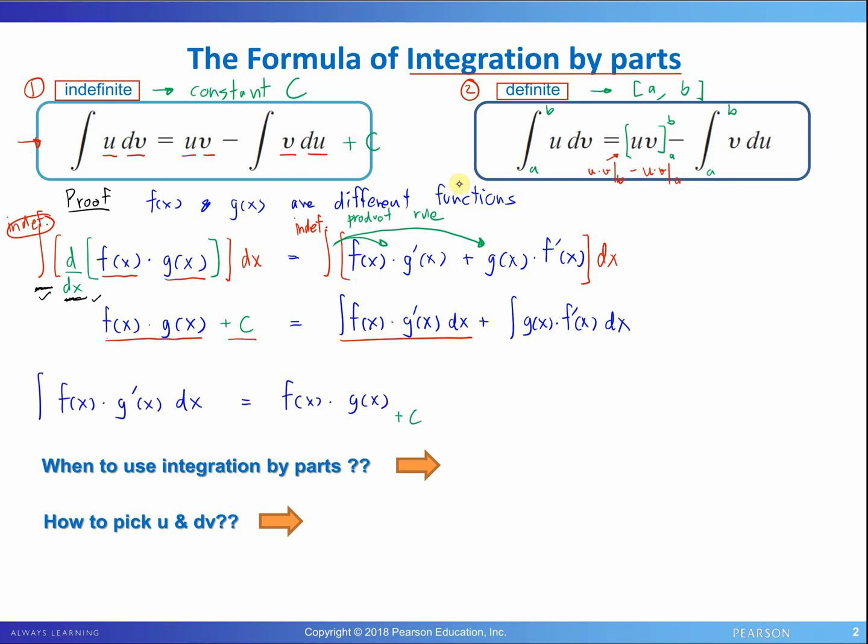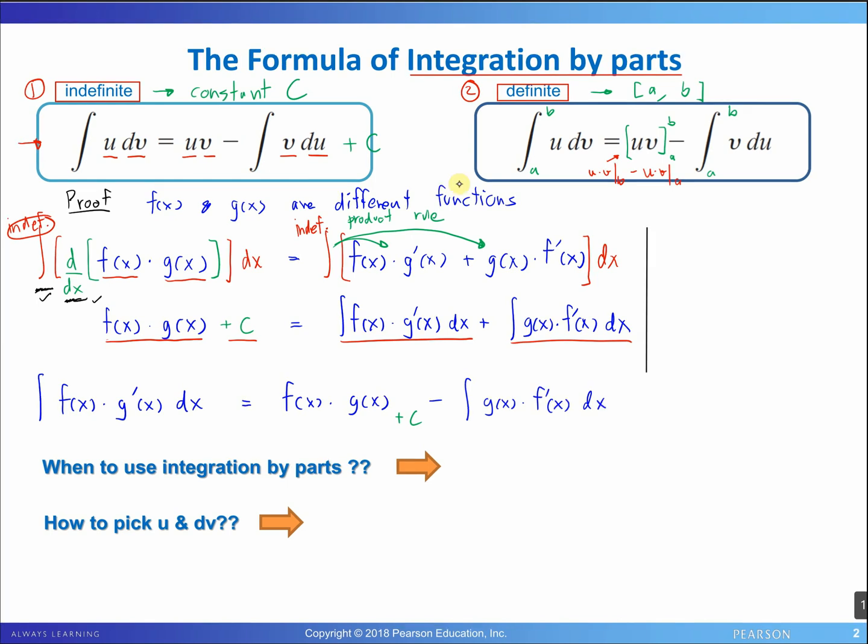And now we move the second integral to the other side. So we have minus integral of g of x times f prime of x dx. At this point, let's do this on the right-hand side. Let's assign u, a new variable, to be equal to the first function, f of x. And then we assign v, another new variable, to be equal to the second function, g of x.